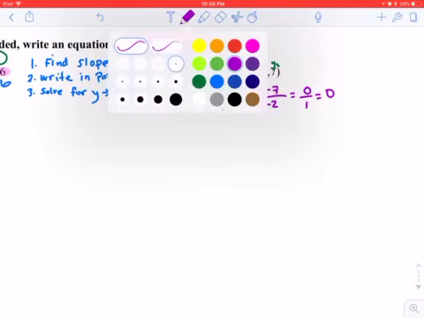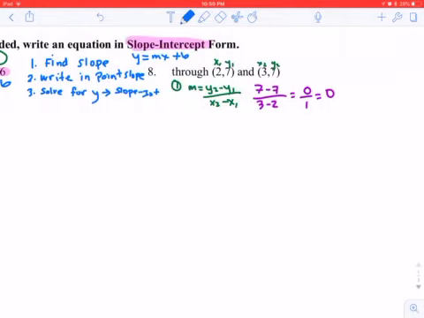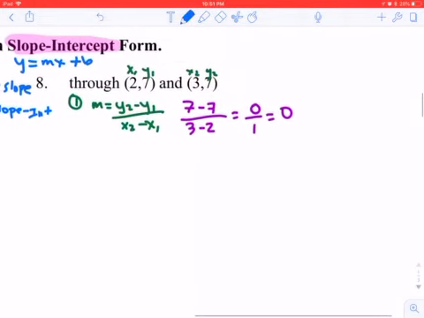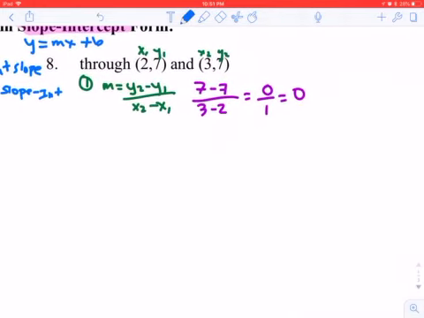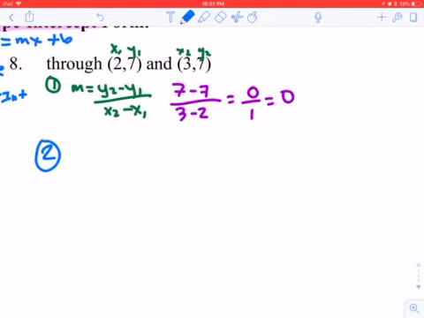Don't let this confuse you. It is a 0 slope. Remember, that actually makes it easier to write. So second step, point slope form. So I'm going to use those two. So y minus 7. It doesn't matter which one you use, you get the same answer. Equals 0, x minus 2.